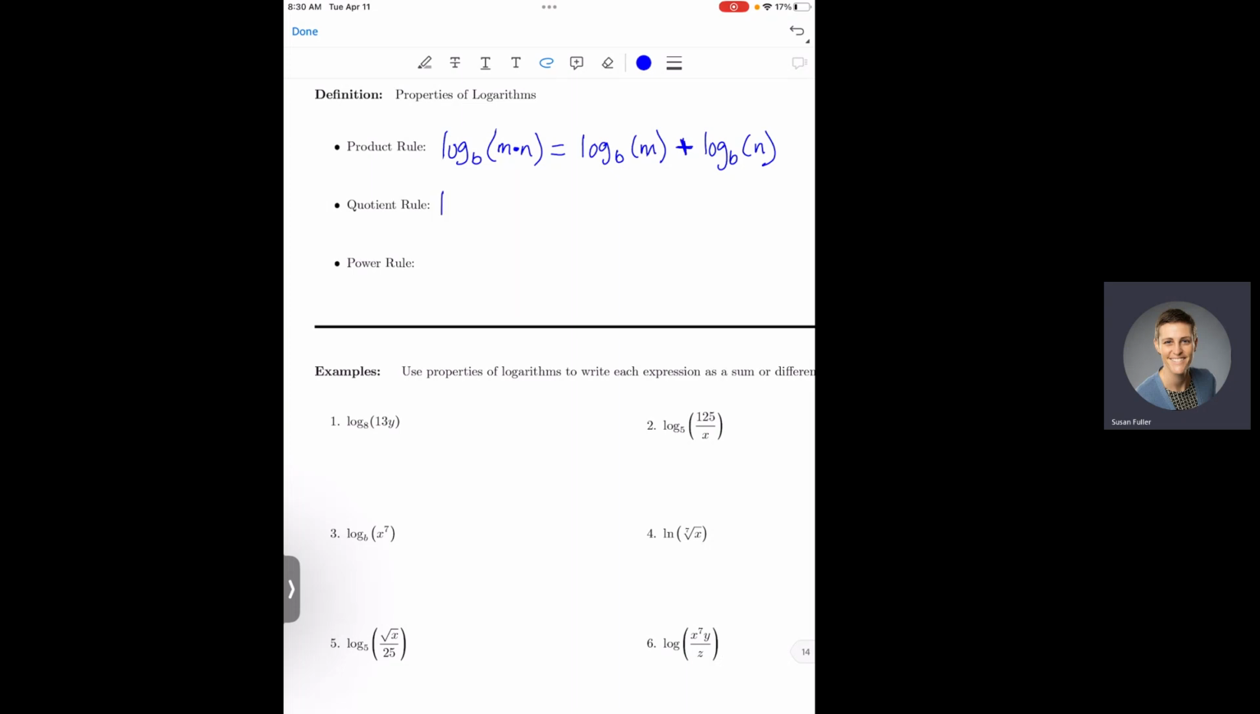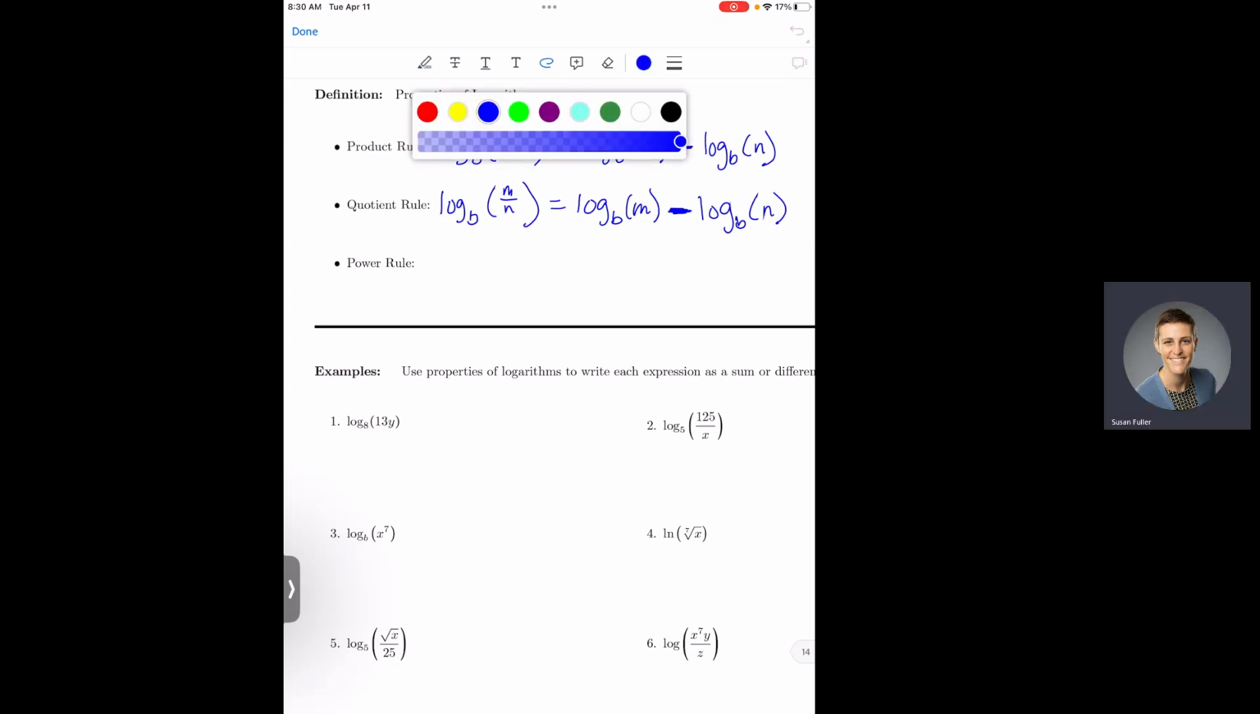Okay, so the quotient rule is next. Quotient means division. So this time we have division happening inside a logarithm. If we have m divided by n inside a logarithm, then if we divide two exponentials with the same base, we subtract their exponents. And so division inside one logarithm turns into subtraction outside. Again, here the division was happening inside one logarithm. Here the subtraction is happening outside, in separate logarithms.